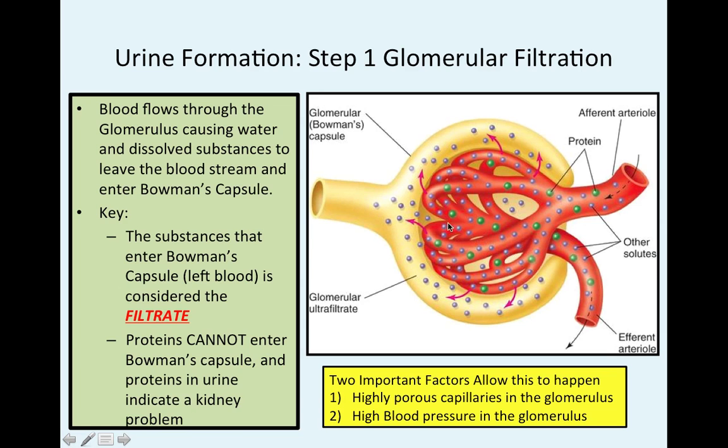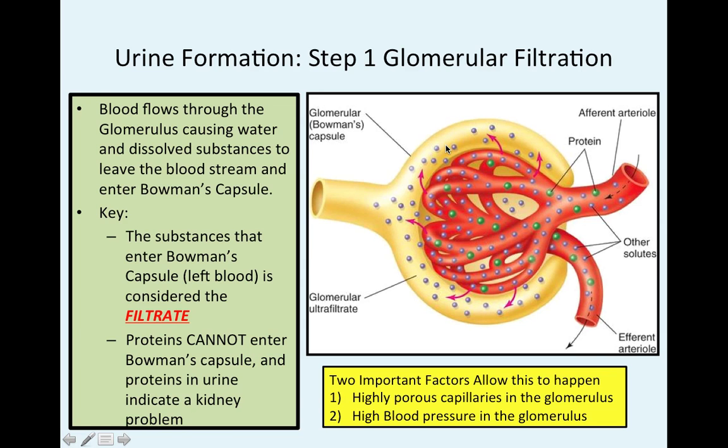Now, there's not that many differences between blood and filtrate. The key is that the filtrate is not going to contain any proteins. And if there are proteins in the filtrate or in your urine, then you obviously have a kidney problem. So we don't want any proteins in our filtrate.